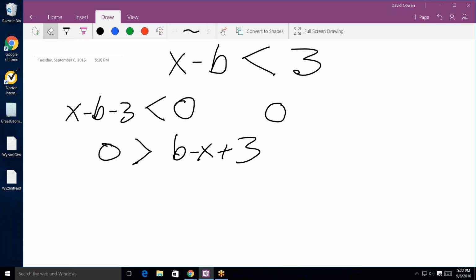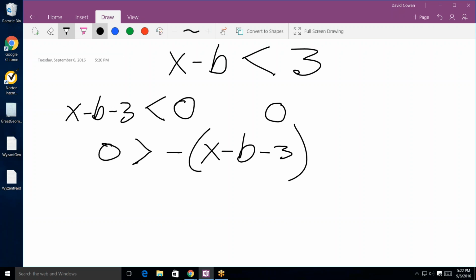They switched the signs. In other words, they put the 0 on the other side and switched that, but this should read exactly the same as that should read: x minus b minus 3. And you'll notice this is the exact opposite. In other words, that is technically minus x minus b minus 3. That's what the answer should be, only what that comes out to be is this.